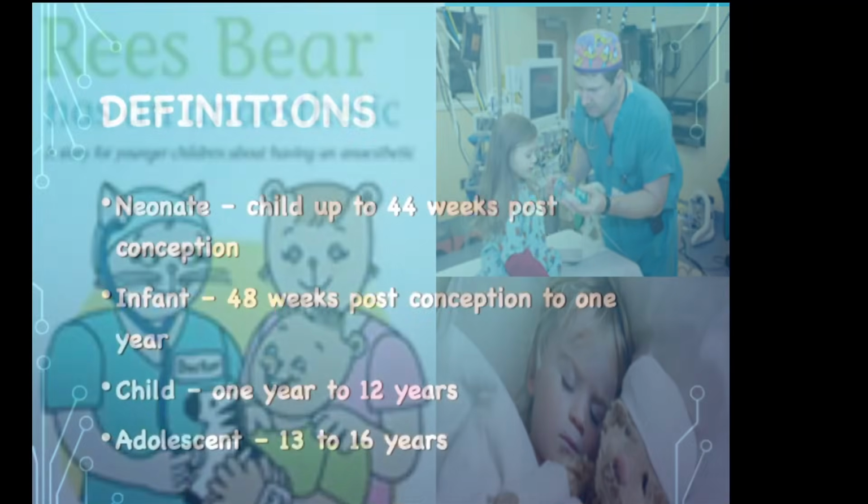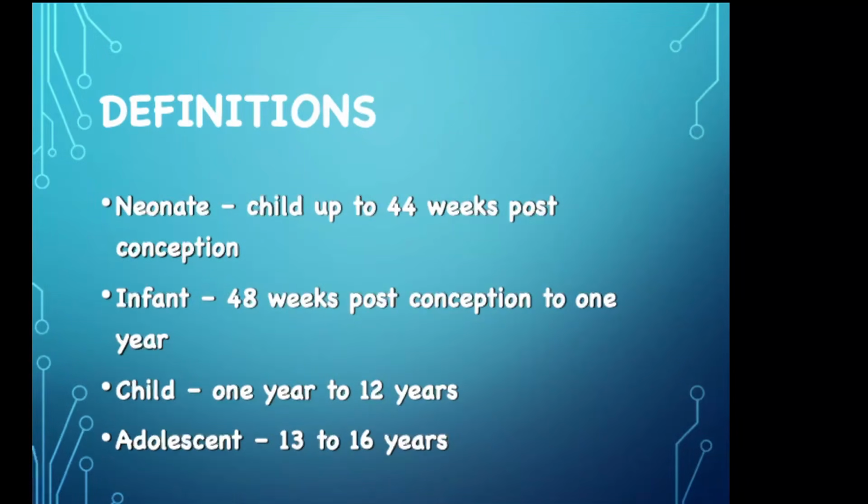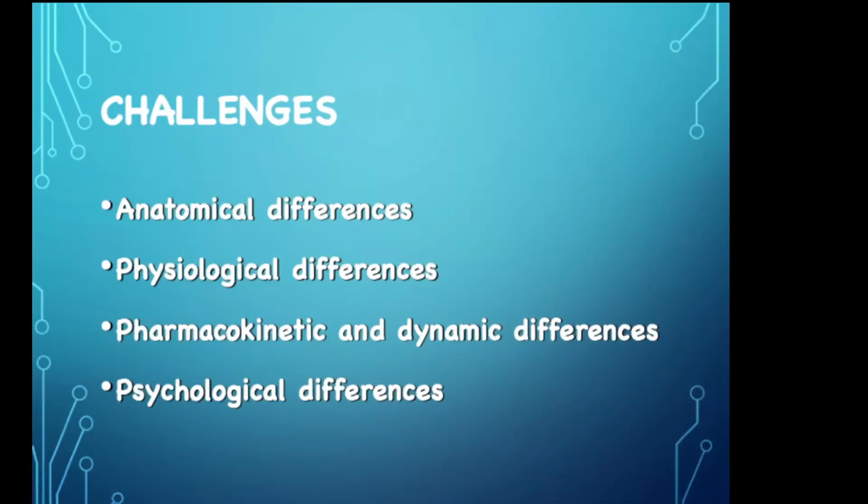So as always, guys, those of you that know me will know that we start off with definitions. So in pediatric anesthesia, a neonate is any child up to 44 weeks post-conception. An infant is 44 weeks post-conception to 1 year of age. A child is 1 year of age to 12 years, and then an adolescent is 13 to 16 years. Those are the important definitions for us, but remember, within child, you would then have a toddler, you would have a prepubescent, a pubescent, and then an adolescent, okay? So there's lots of subsets, but this is what we're going to be talking about when I use these words.